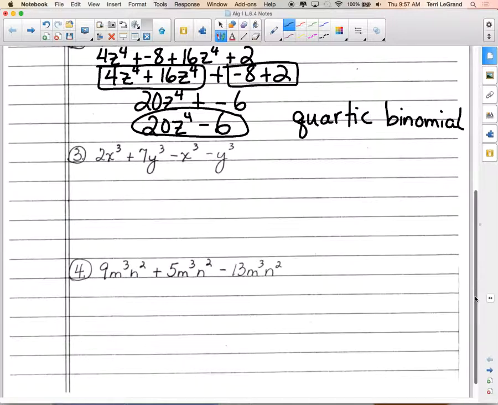Okay, our next one. Tell me something about our next one that's different than these other two that we've done. Are they all like terms? No. All four monomials are like terms? No, there's two groups of like terms. Well, there were two groups of like terms in the last one. But there are two variables. There's two different variables.